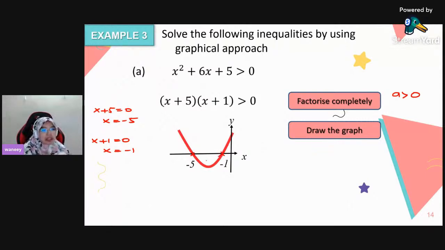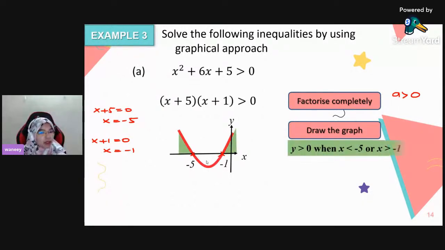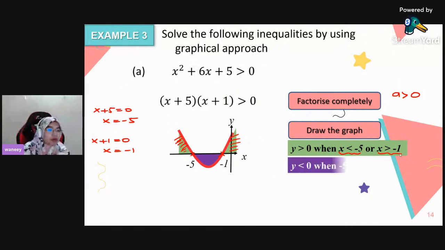Okay, so now if we refer to the note that we have previously, we are going to get some positive value when x is less than negative 5. So that means from here to the left hand side or negative 1 to the right hand side. So either x less than negative 5 or x greater than negative 1. And we can get a negative value when x is in between negative 5 and negative 1. So this is based on the note that we have earlier.